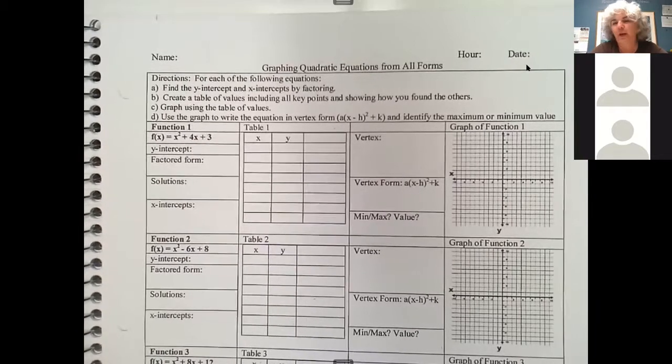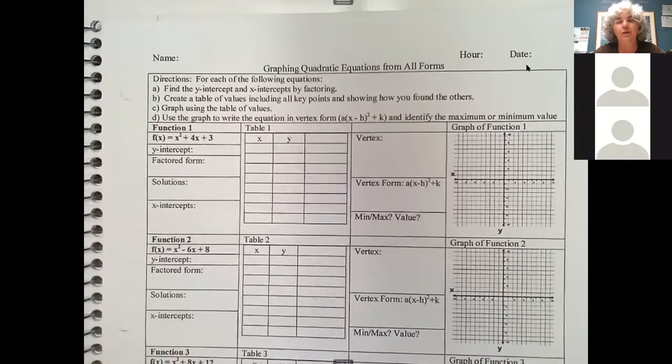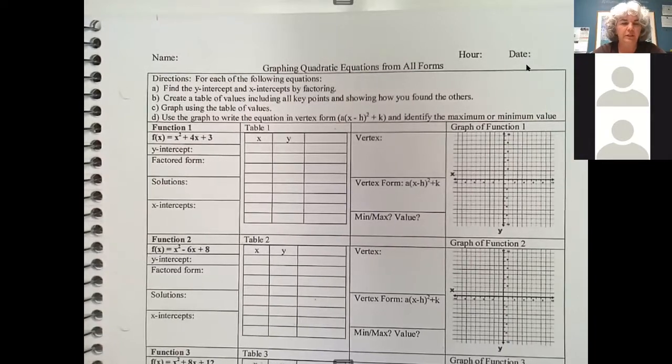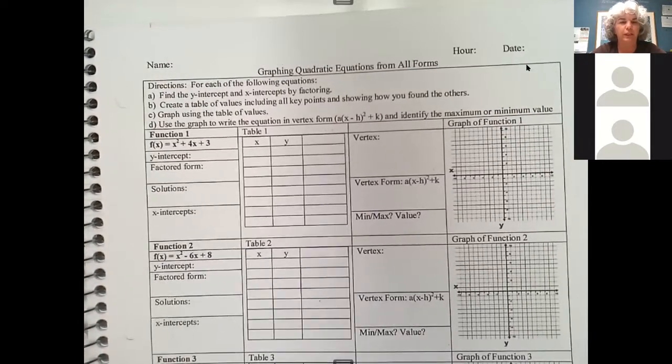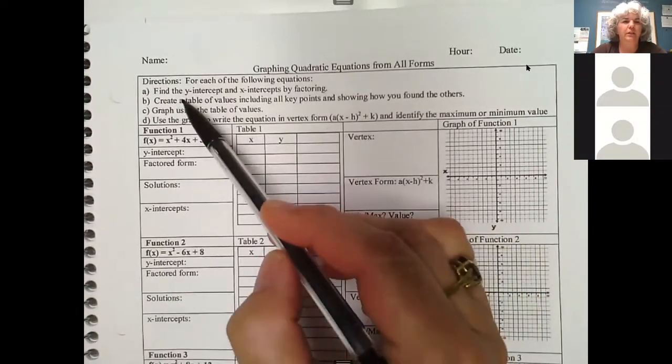So anyways, let's go ahead and I'll start on this assignment. This was the worksheet, graphing quadratic equations from all forms. Basically, it's the same thing that we did last week, so I didn't put a new video lecture on it. But I did want to go over some of the problems here just to refresh your memory and help you along if you're stuck.